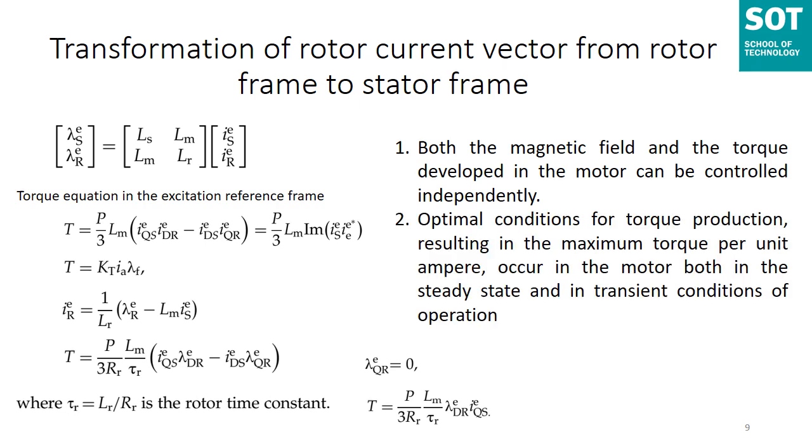And the second aspect is that the maximum torque production can happen at optimal conditions for the motor, both in the steady state and in the transient conditions of operation. That means for a particular ampere of current, we are able to get maximum torque at the optimal values of Is, Vs and lambda s, both in steady state and in transient conditions.